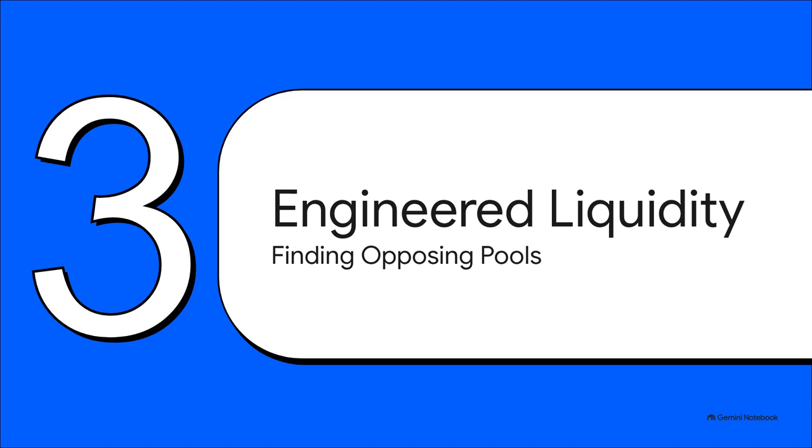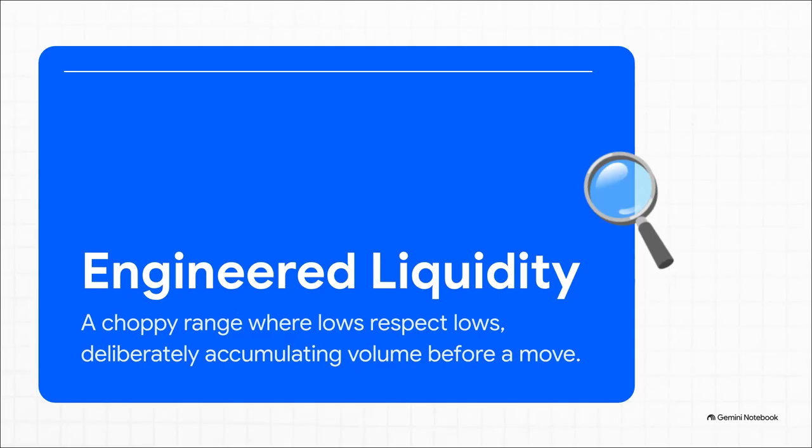Okay, section 3, finding engineered liquidity pools. Let's find those opposing targets. All right, so we've got our macro bias. Now we have to actually spot the traps. We're looking for what we call engineered liquidity. You're going to recognize this as a really choppy kind of no man's land range. The lows are respecting previous lows. The highs are respecting previous highs. This isn't just random market noise, guys. This is the active, deliberate engineering of opposing liquidity pools. The market is basically accumulating a massive amount of volume so that we can use it as our future profit target.